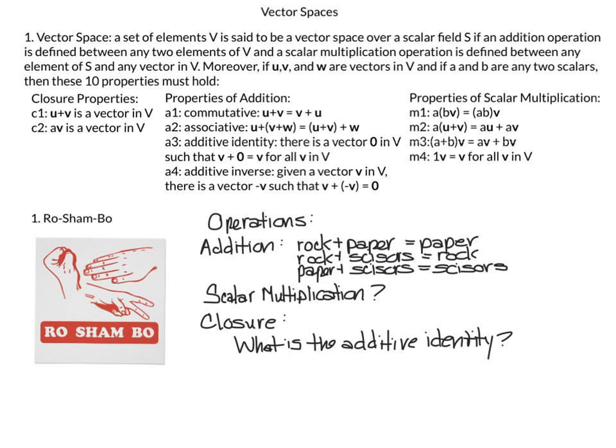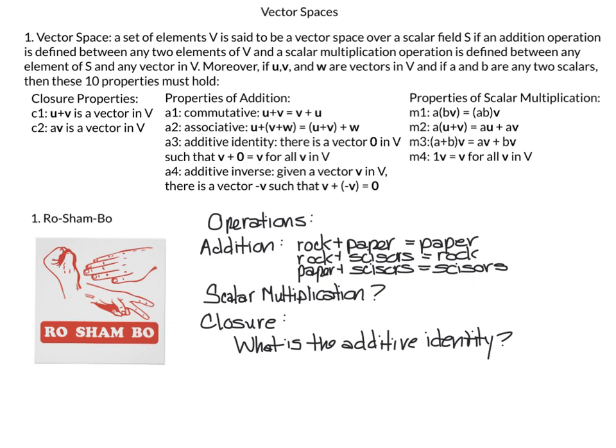And then closure, so that was another problem. They needed the additive identity, and that was the problem, because in this game, there's no hand signal you could get that would always give back what the other person threw out.